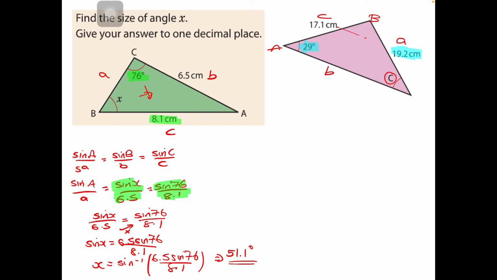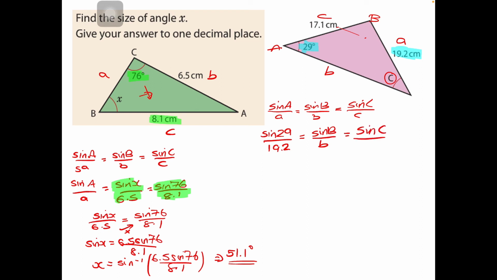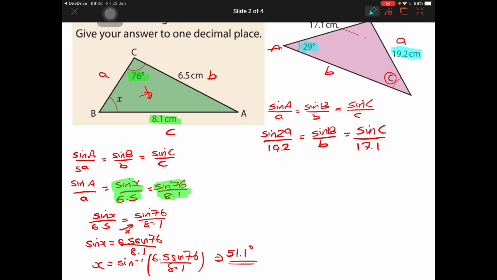We take my formula again. So we've got sine A over A equals sine B over B equals sine C over C, and we'll substitute in. So sine A, which we know is sine 29, over A, which is 19.2, equals sine B over B, equals sine C over 17.1. So again, I've got my matching pair here. I've got my missing one within this one. So they're the two I'm going to pull down.